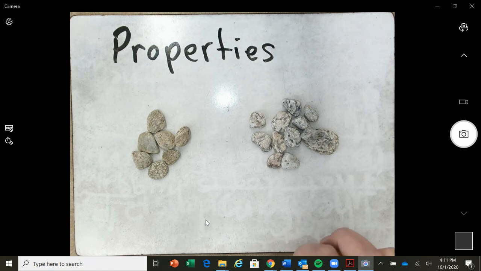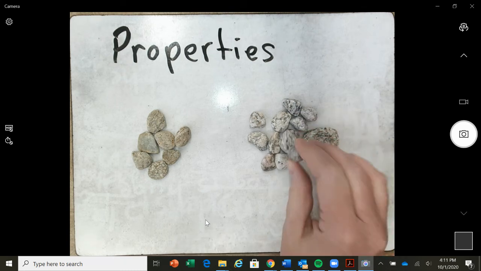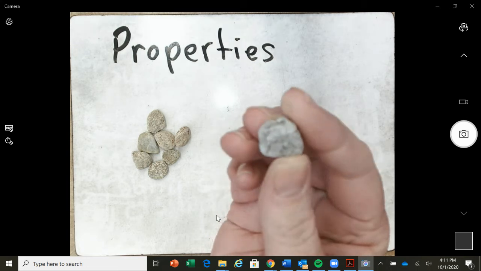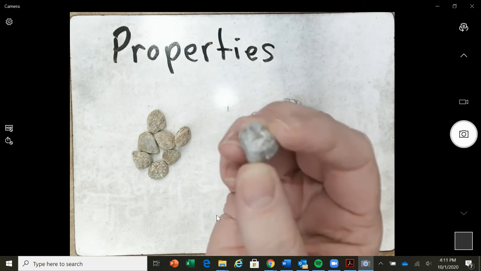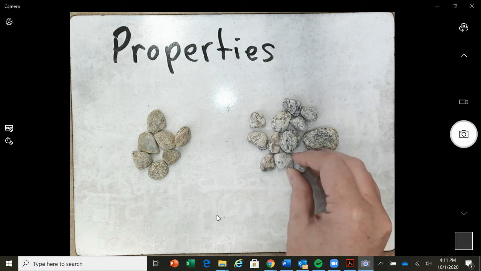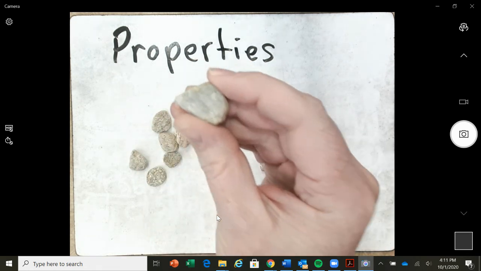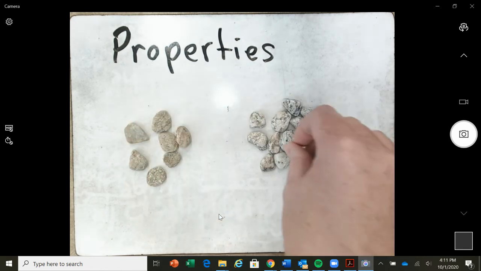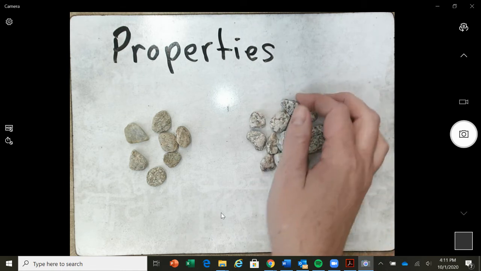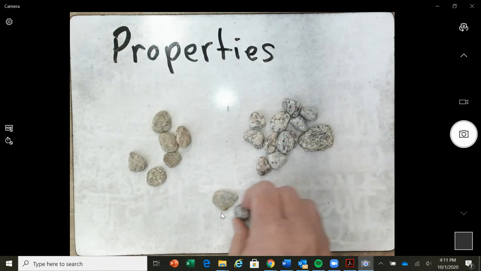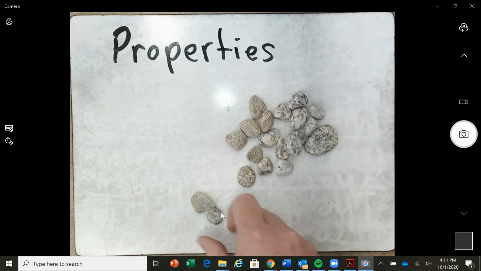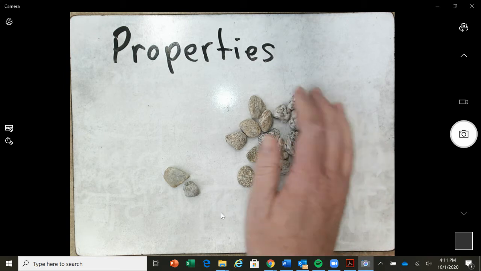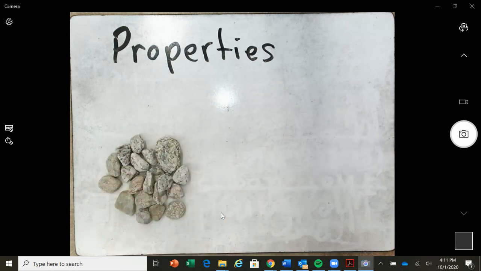I could also think about this one. I don't know if you can see, but it's really shiny. It almost looks like it has crystals in it. And same with this one. It's really, really shiny. So I could sort by shiny and dull. I only have a couple of shiny ones, so those are shiny, and then the rest of these would be dull. Okay? So those are the properties that I could sort my rocks by.